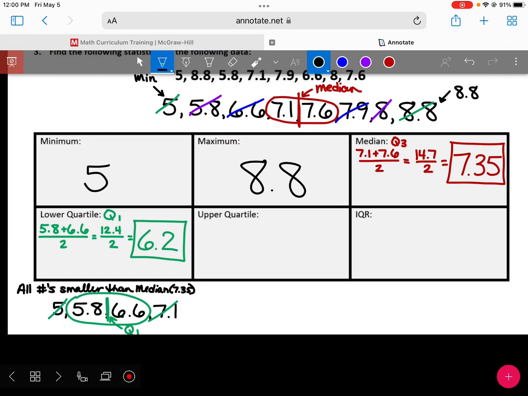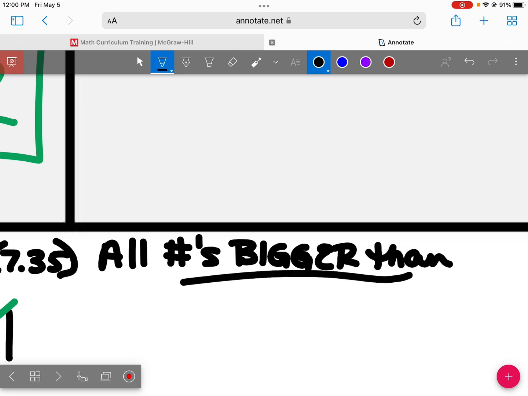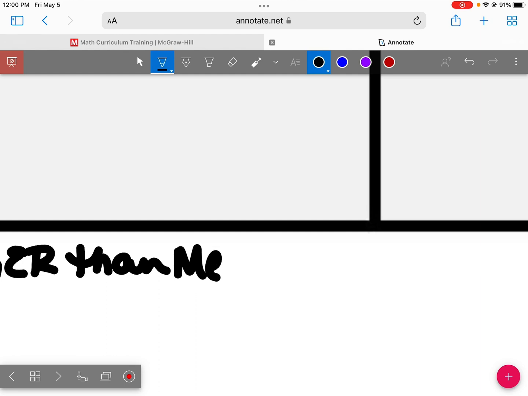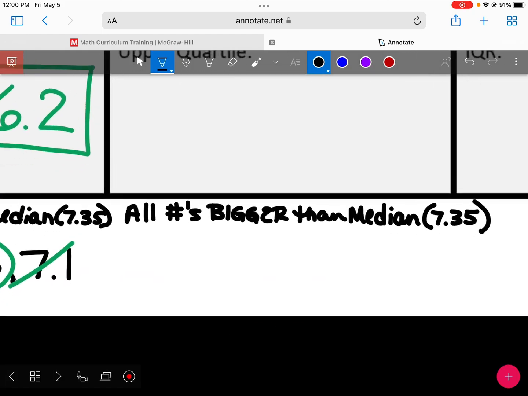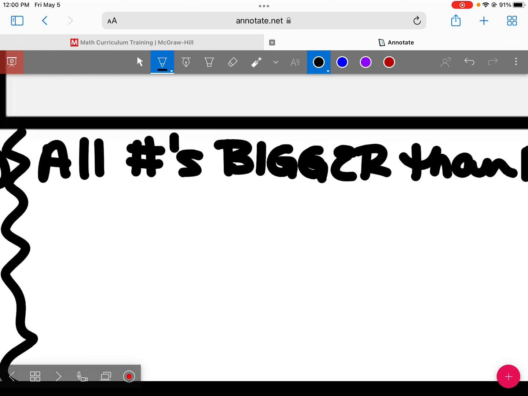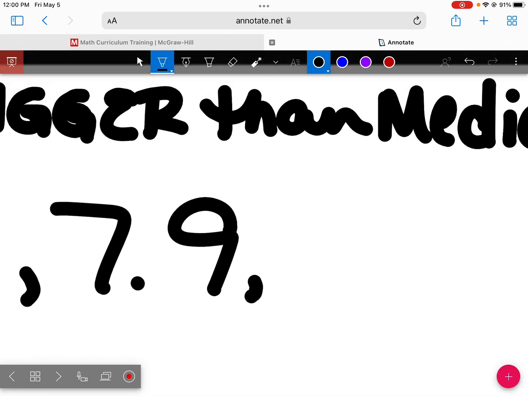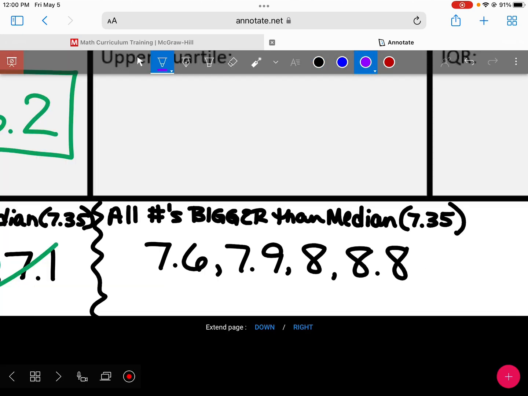For the upper quartile, I need all the numbers that are bigger than the median. What's the median again? 7.35. So read me every number off that original list that is bigger than 7.35. 7.6, 7.9, 8, and 8.8. And now I need the middle of that.